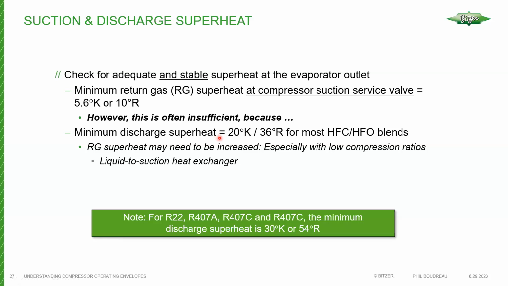Okay, so these minimum discharge superheats are refrigerant dependent. Most of your HFC and HFC/HFO blends require 20 Kelvin, 36 Rankine. With some of the other refrigerants, 30 Kelvin or 54 Rankine is required at the discharge.